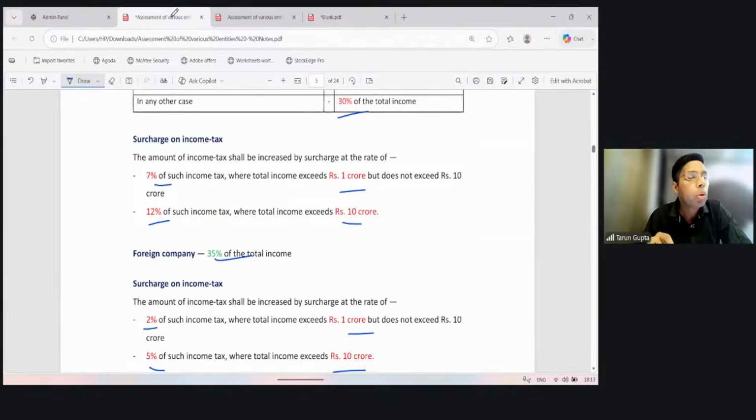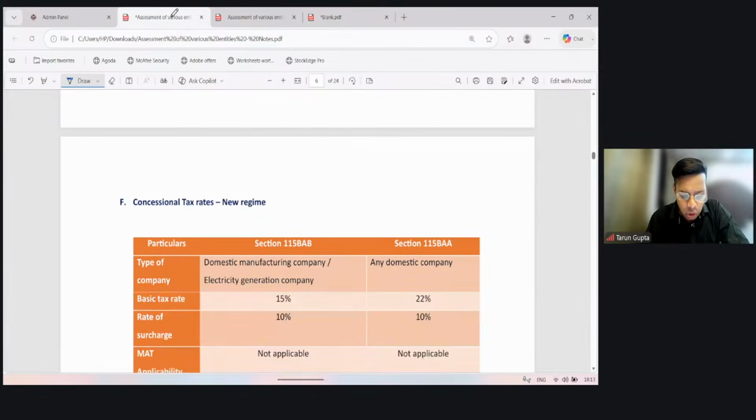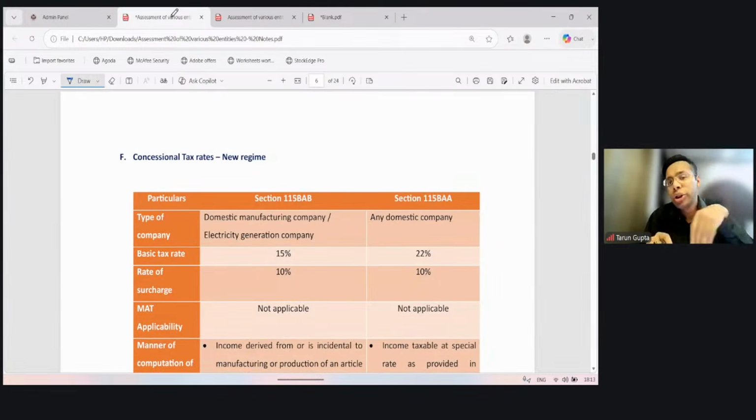For companies also, there are two types of regime, old regime and the new regime. So we discussed the tax rate only as per the old regime. Now, the new regime. Under the new regime, there are concessional tax rates, but of course, some exemptions and deductions are not allowed. So what happens under the new regime? The total income increases because of a restriction on the exemptions and deductions, but the tax rate is concessional so as to compensate for the excess total income.